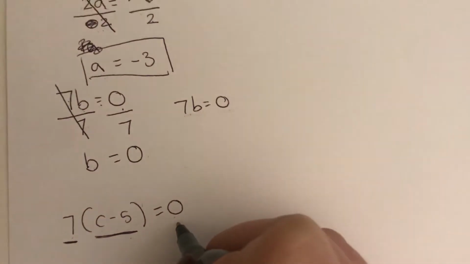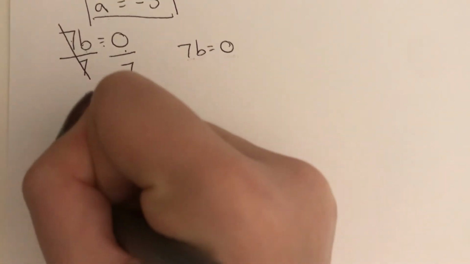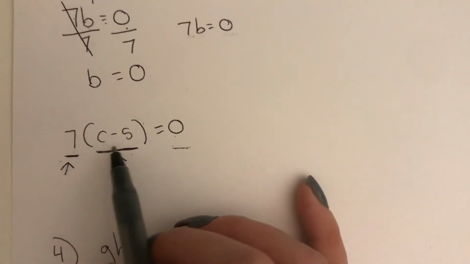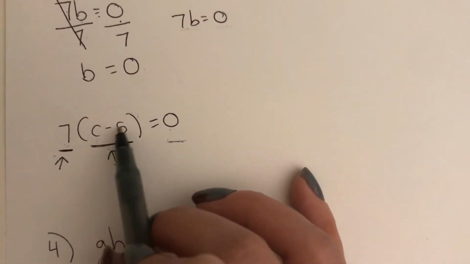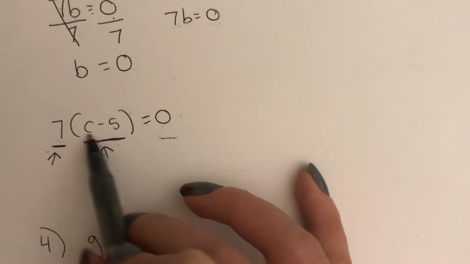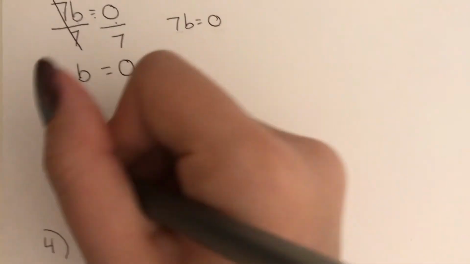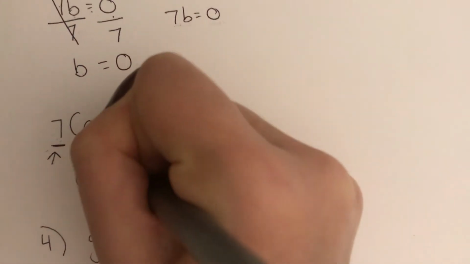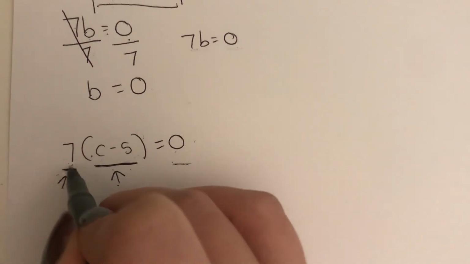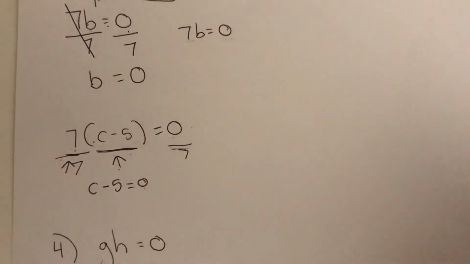And when we have a product of 0, an answer of 0, one or both of the factors have to be equal to 0. Clearly, 7 is not equal to 0. But that means 7 must be currently multiplied by 0 to equal 0. That means everything inside this parentheses must be equal to 0. So I would have c minus 5 equals 0. And we could also see this if we did do the opposite, instead of multiply by 7 here, divide by 7, on both sides we would get c minus 5 equals 0.